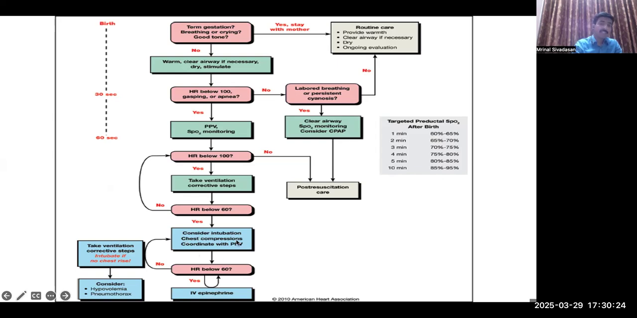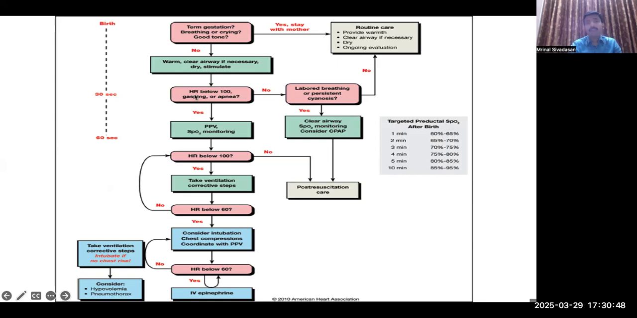And after 60 seconds of chest compression and coordinated positive pressure ventilation, if still the heart rate is less than 60, then you go for IV adrenaline. And if the baby's heart rate is still not improving, then you should consider hypovolemia and give normal saline bolus, or pneumothorax, in which case you have to drain the pneumothorax.